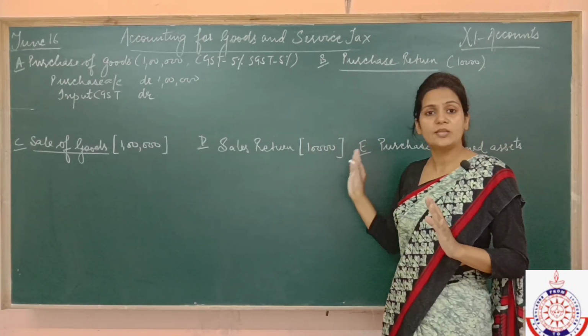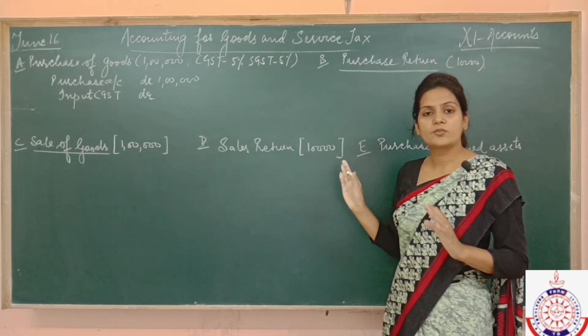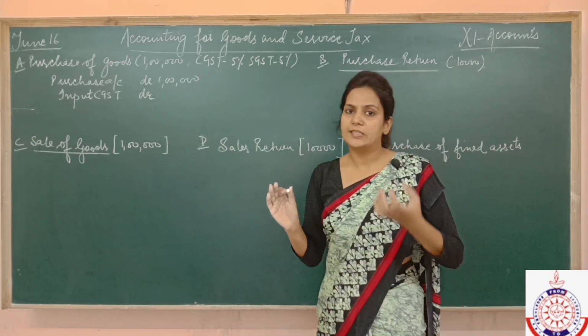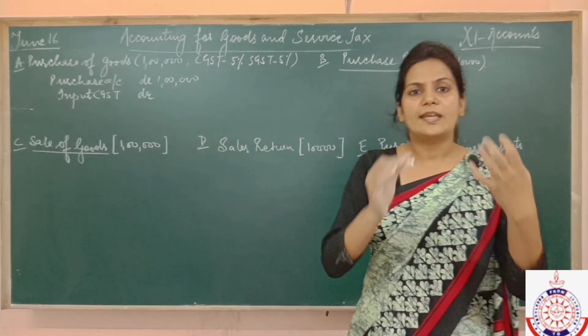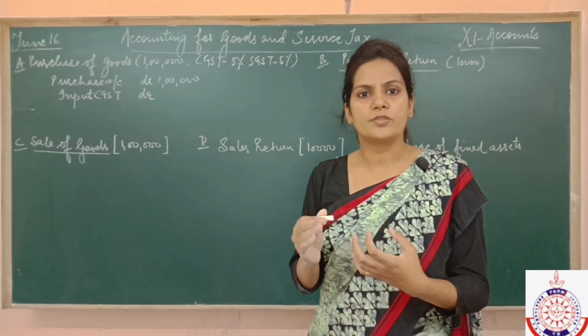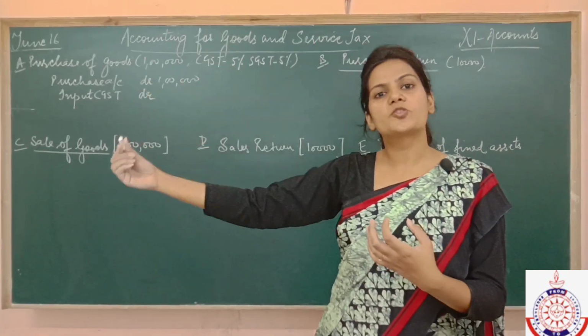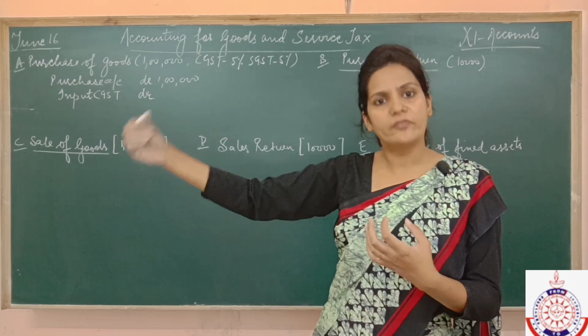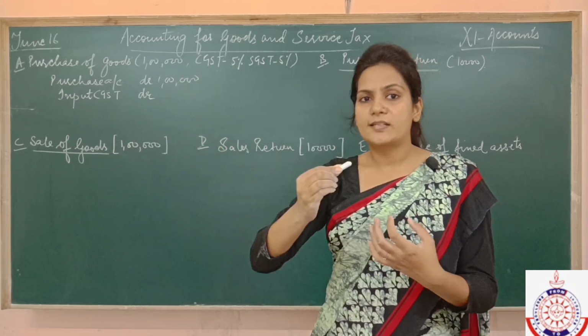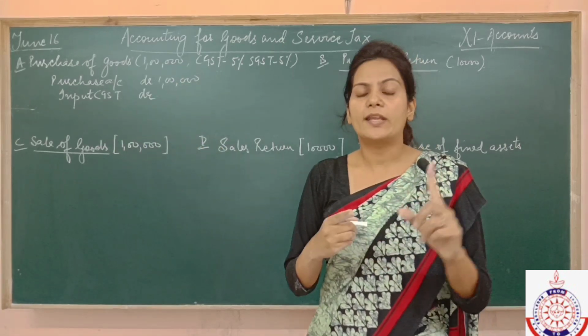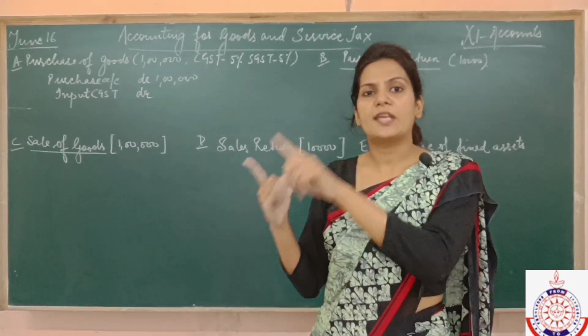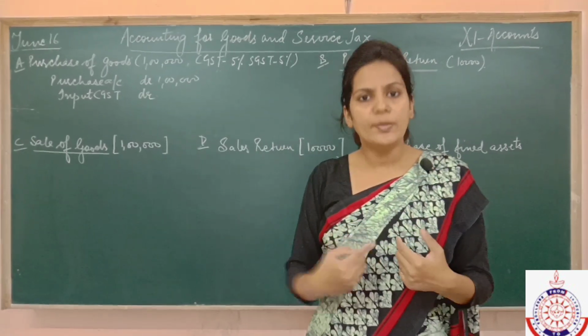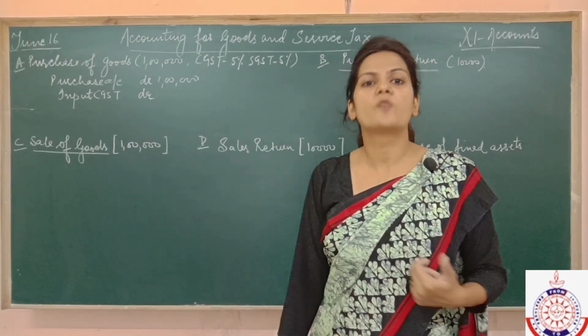As I explained in the previous video also, A had purchased goods worth 1 lakh, and obviously A had paid tax of 10,000. Then again A sold the goods to B for rupees 1,50,000. So how much did A collect from B? 15,000. Then what did A do? Out of 15,000, A kept rupees 10,000 with him and paid only rupees 5,000 to the government.